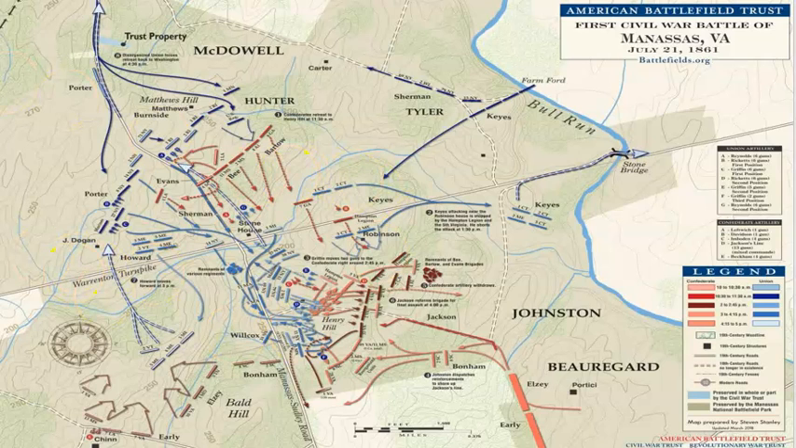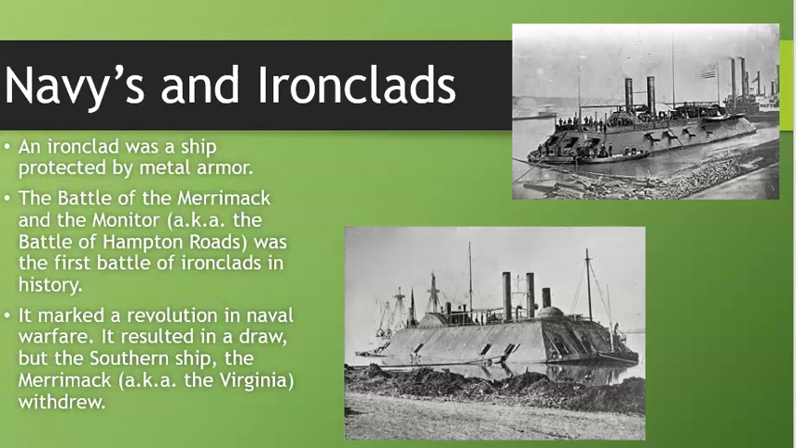Just something to consider. Speaking of technology, ironclads and navies. It is still the cream of the crop that have navies. Having a navy is still a really big deal. It's still really important. And the ironclad is like the new capital ship of the country. It's metal. It's a metal armored ship.